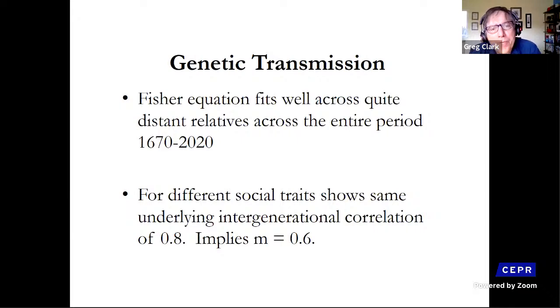So what we find, in terms of genetic transmission, is that the Fisher equations fit well across quite distant relatives all across the period 1670 to 2020. And they show the same underlying intergenerational correlation of about 0.8 for different traits. And this is implying that there's a genetic assortment at the point of marriage of 0.6, which is high.